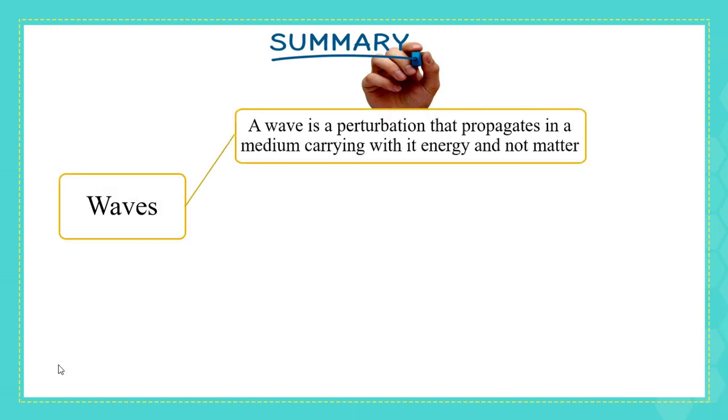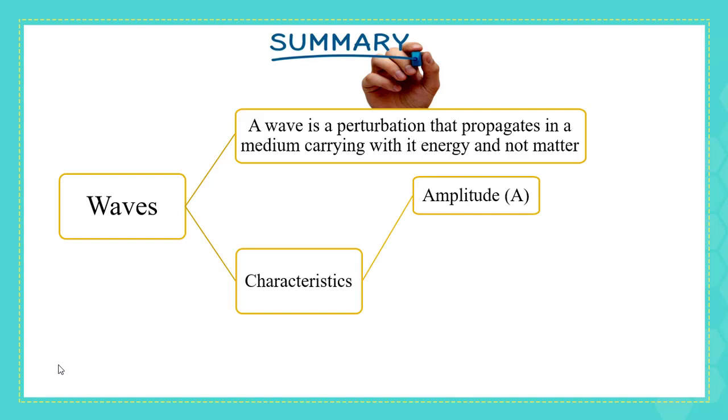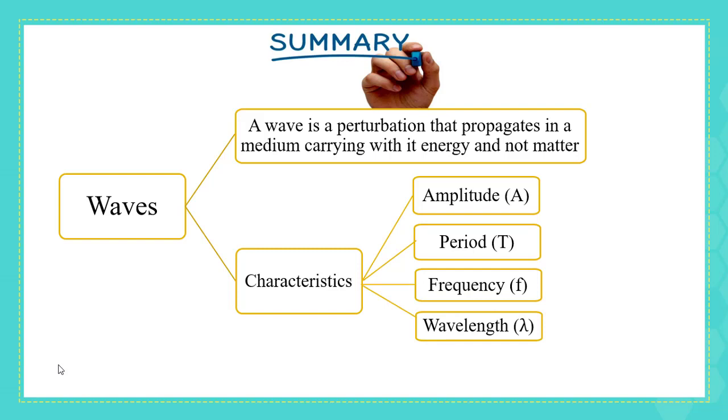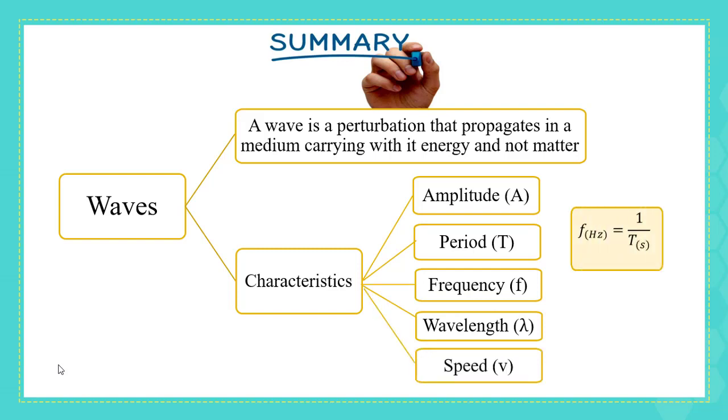Now let's summarize the main ideas of this video. Waves are perturbations that propagate in a medium carrying with them energy and not matter. Waves are characterized by their amplitude A, their period T, their frequency f, wavelength lambda, and the speed v, where f in hertz is equal to 1 divided by T in seconds, and where v in meters per second is equal to the distance covered by the wave divided by the duration of time, or it is equal to lambda divided by T, or lambda times f.